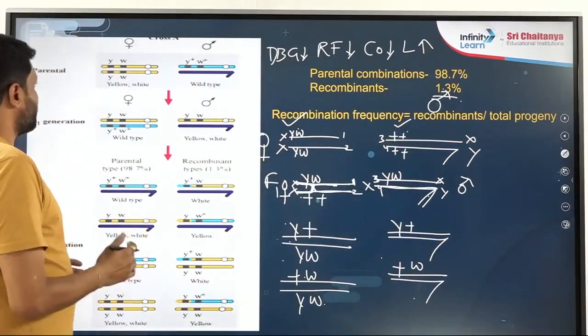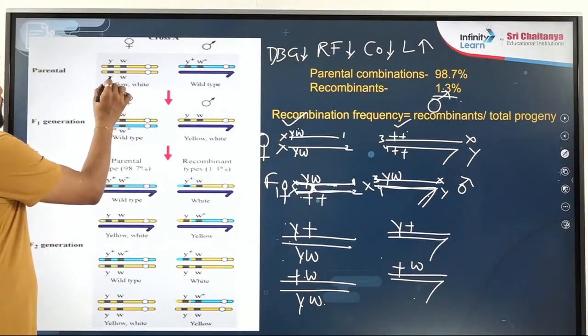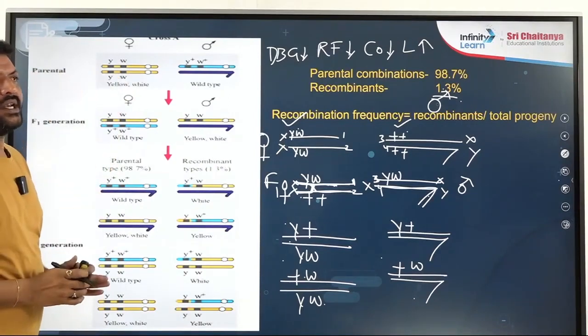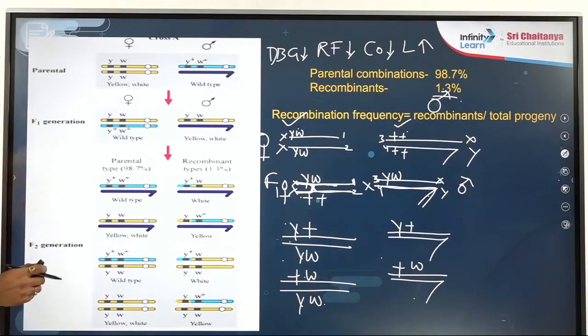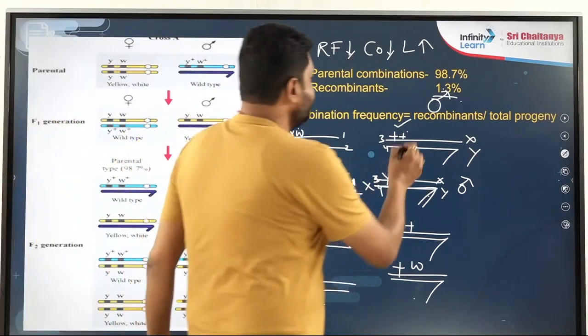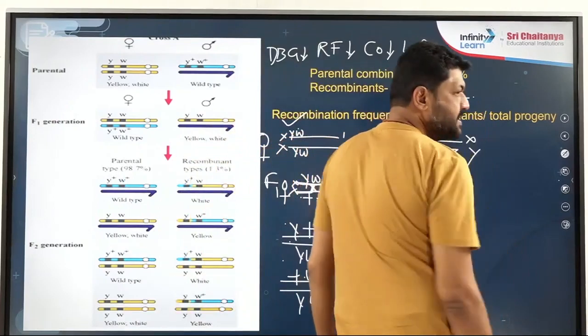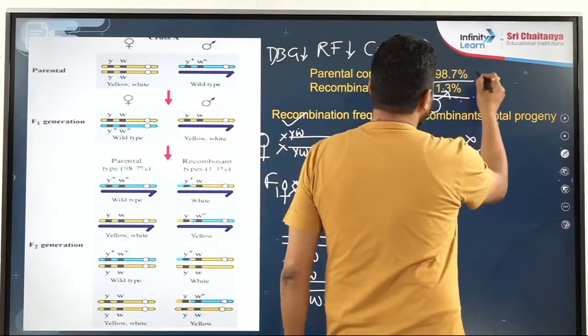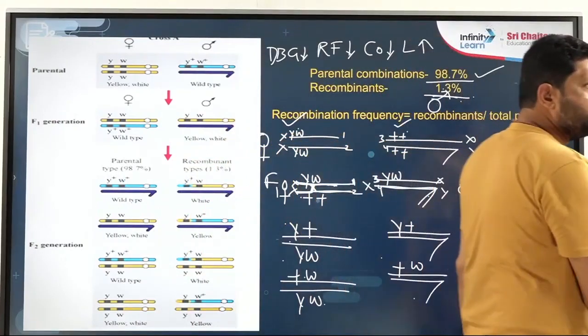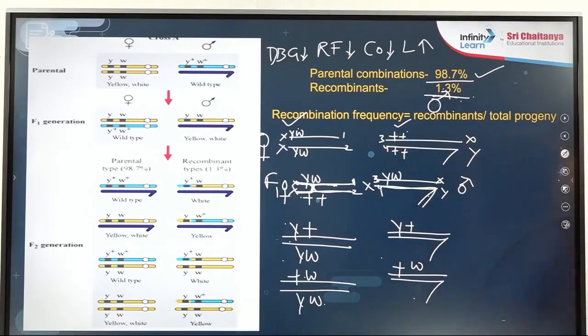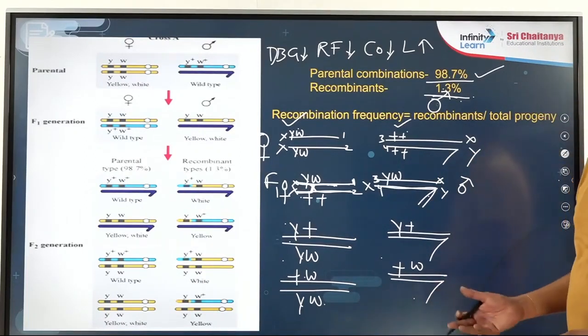In this case, cross A, yellow and white genes are located very closely. That is why the recombination frequency is very less and the parental combination is more. So was it clear? He has taken another experiment on the same X chromosome, with genes present on the X chromosome.